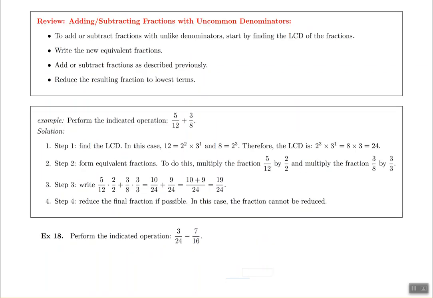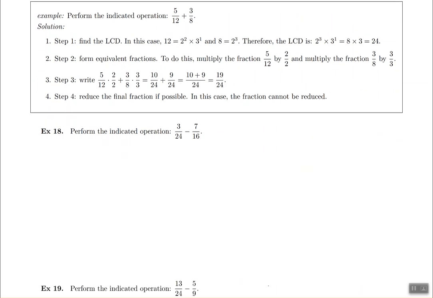So we just saw how to add and subtract fractions when the denominators are already equal. What if the denominators are not equal? So, looking at 18, I have 3 over 24, and then I have 7 over 16. So again, in this particular case, the denominators do not match. So they're not the same. So my first job is to make them somehow match. And to do that, I'm going to have to do some sort of LCD business.